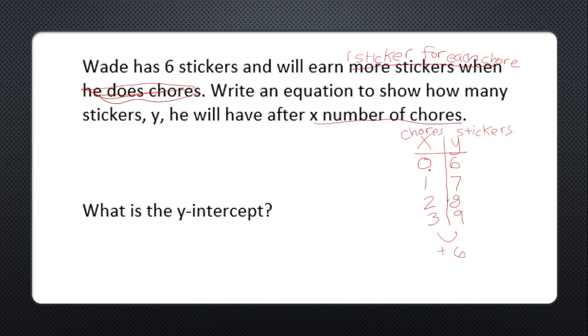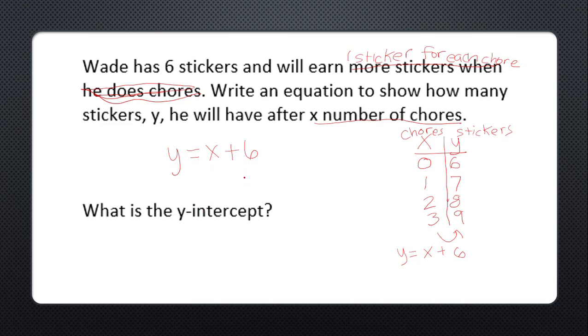All right. 0 plus 6 is 6. 1 plus 6 is 7. 2 plus 6 is 8. 3 plus 6 is 9. All right, so to get from x to y, whatever x is, we're going to add 6. So the equation is y equals x plus 6. In order to get y, we're adding 6 to x every time.